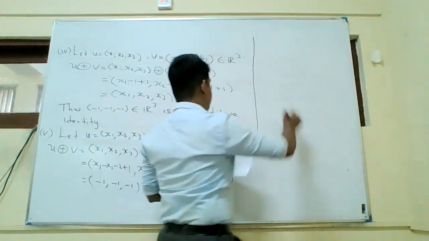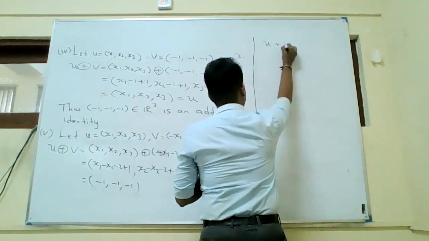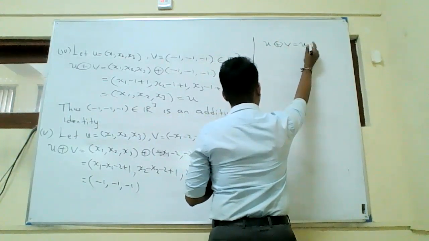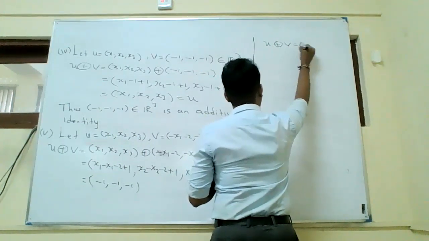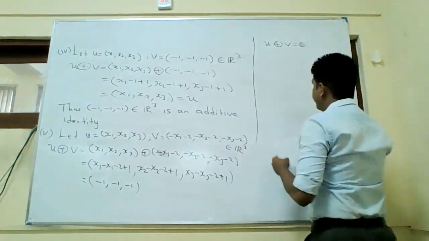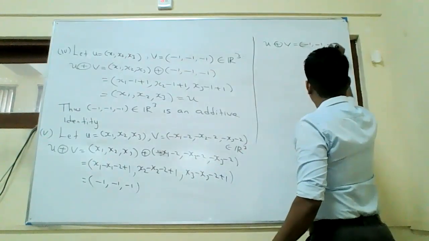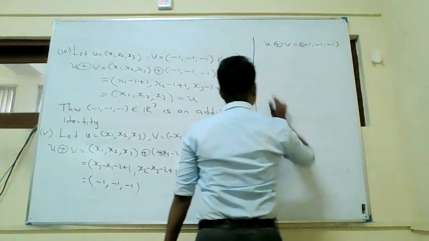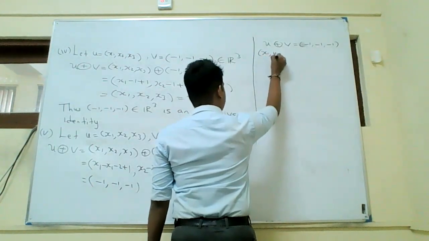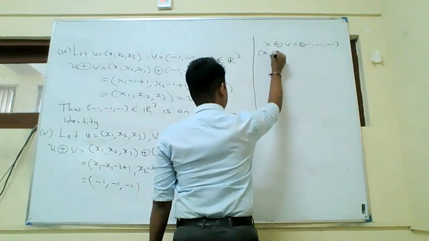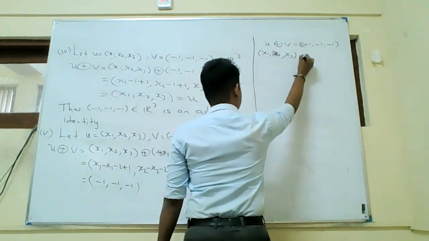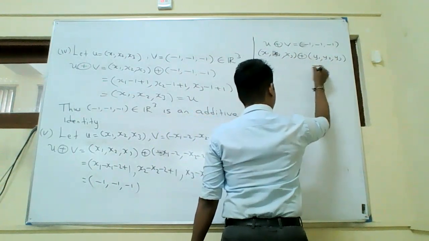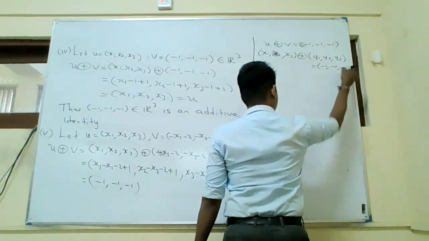Take U and V, and add them. Again, you can get the identity. The identity is this one: (-1, -1, -1). Now this is U, your (x1, x2, x3), vector addition with (y1, y2, y3). You get (-1, -1, -1).